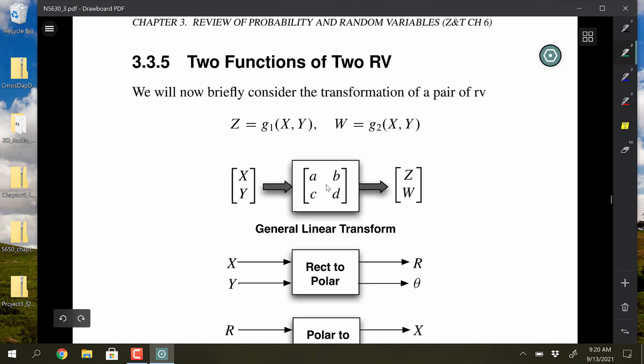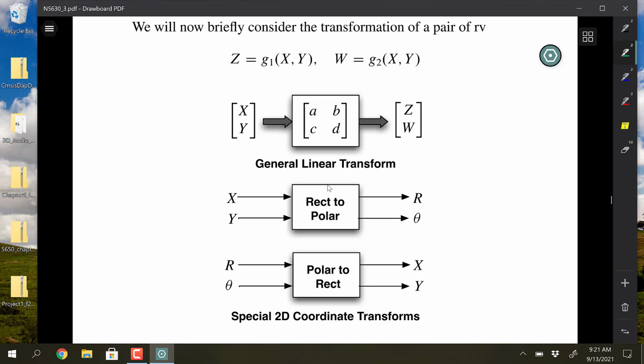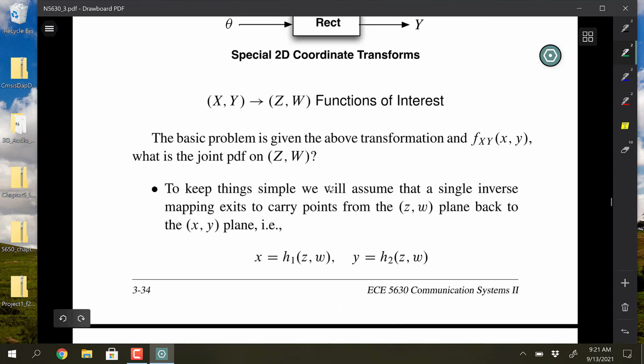So, 2 functions of 2 random variables. This is also useful in modulation theory, but useful in setting up simulations too. So here we've got a simple linear transformation, which is one that's of interest to us as a practical matter. And then polar to rectangular or rectangular to polar are also 2 transformations of interest. So in general, if we have a pair, x and y going to z and w, then we're interested again in getting the joint PDF on z and w.